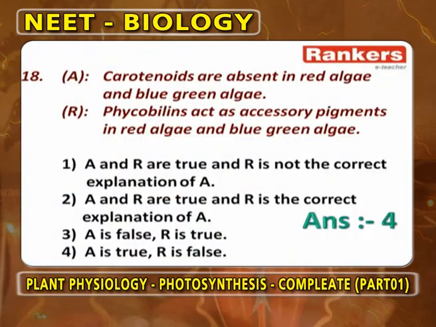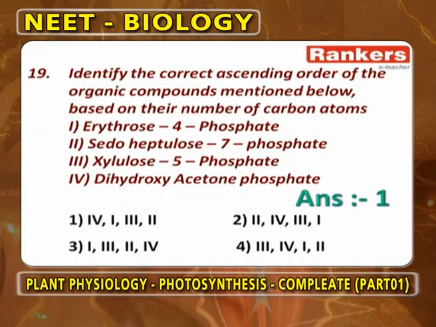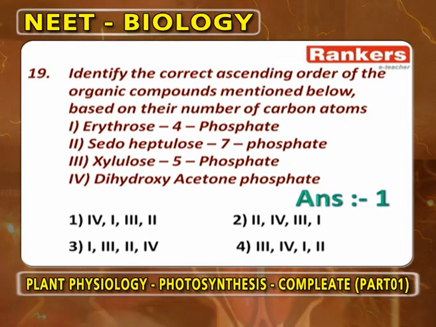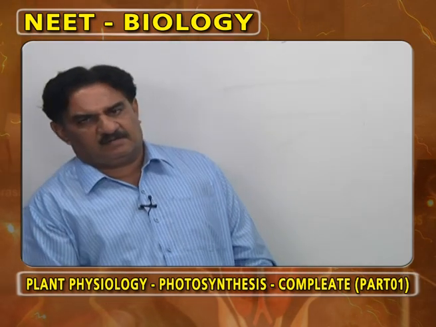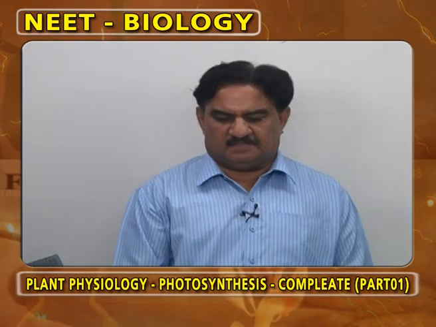Both carotenoids and phycobilins take sunlight and transport it to the reaction center. So, both carotenoids and phycobilins are popularly called accessory pigments.